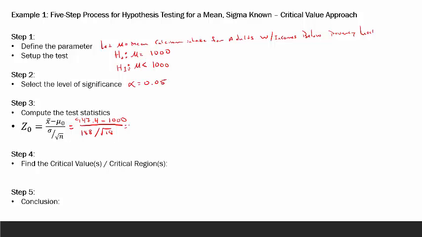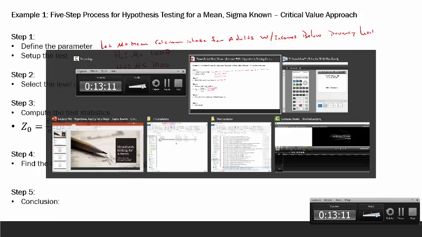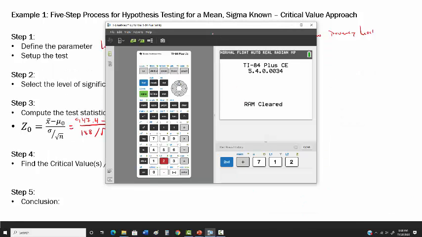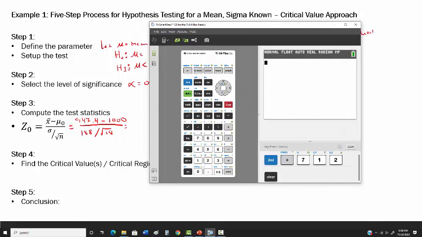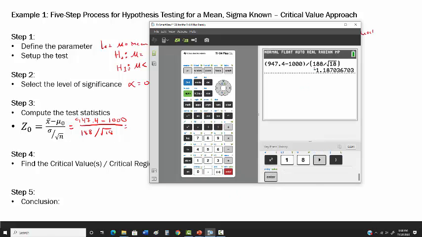Just grab your trusty calculator for this. When you do this in your calculator, it's really important that you put both the numerator and denominator in parentheses. So it's 947.4 minus 1,000, divided by, and then a second set of parentheses, 188 divided by the square root of 18. Close the parentheses. I got the number minus 1.187. I'll go out 3 decimal places: minus 1.187.